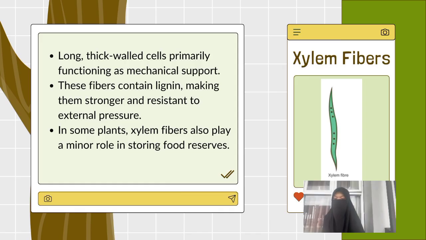And next is xylem fibers. The characteristic is long, thick-walled cells primarily functioning as mechanical support. These fibers contain lignin, making them stronger and resistant to external pressure. In some plants, xylem fibers also play a minor role in storing food reserves.